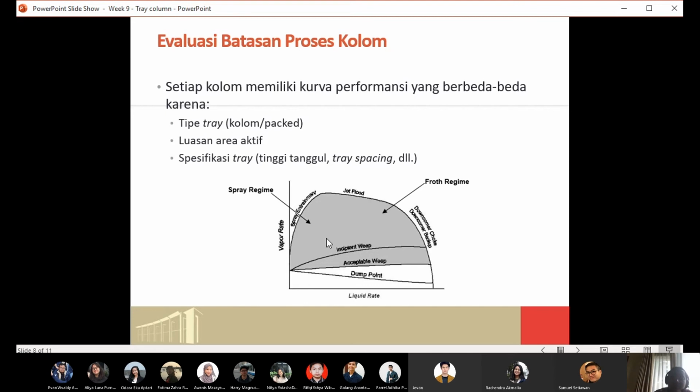So this is the weeping condition. Again, weeping condition is one of the conditions that we have to avoid during the operation of the distillation column. Another thing that we have to avoid is related to the condition of flooding. Flooding means that in this case the amount of liquid and also the amount of vapor is quite high, more than the capacity of that column.